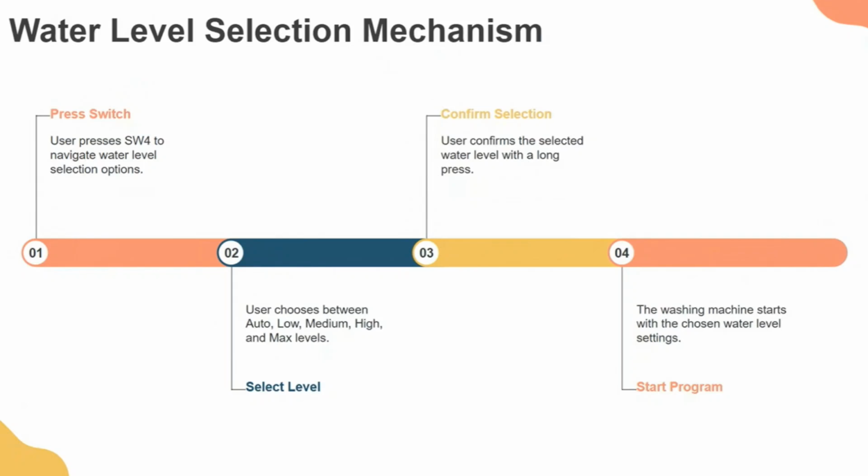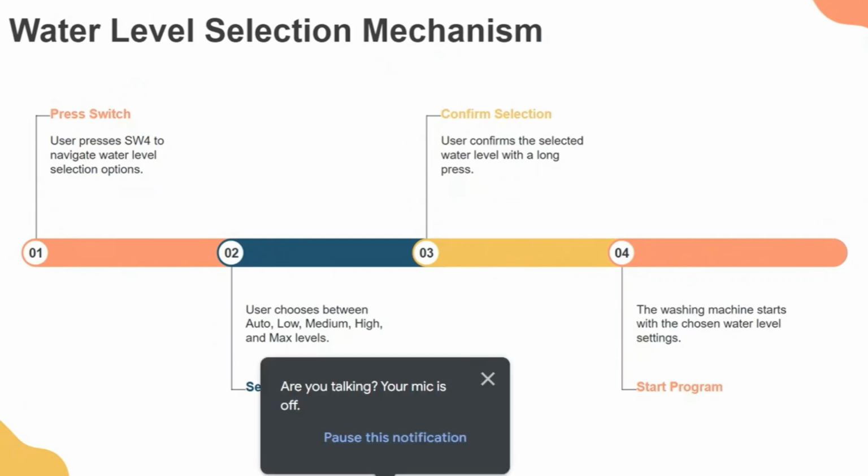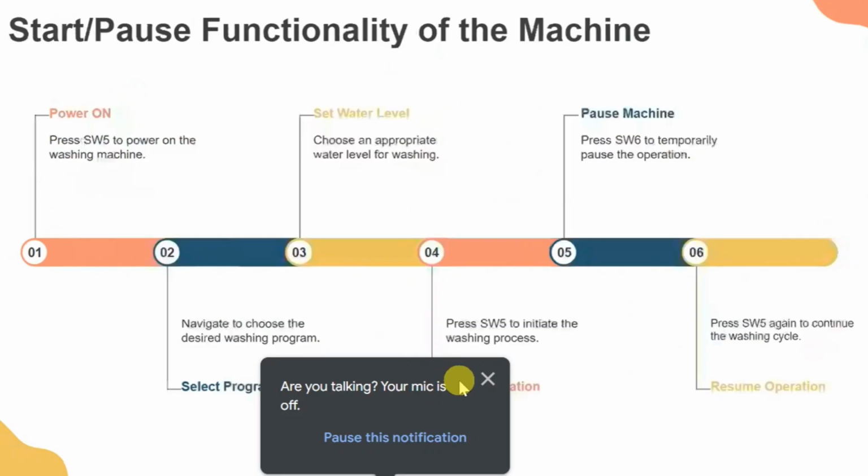Water level selection. In this, we use switch 4 to navigate. After that, we choose the levels like auto, low, medium, high and max levels. Confirm the selection, confirm selections used by long press of the switch 4. After that, we need to start the program by pressing the switch 5. This is the water level selection mechanism.